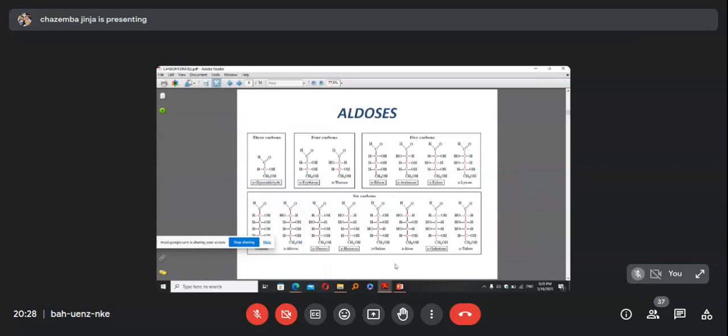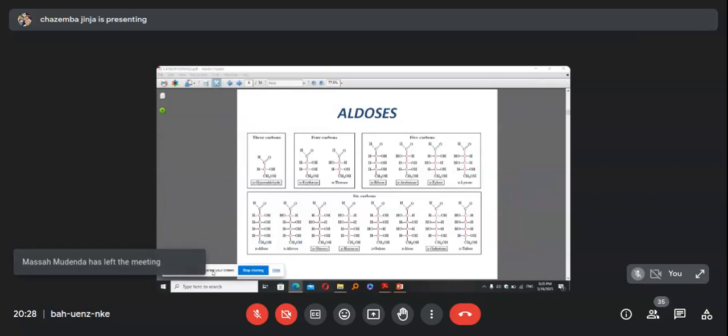Okay, apologies for that. So we proceed. So all these are simply examples of sugars. An example of a 3-carbon aldose, or aldehyde, is D-glyceraldehyde. An example of a 4-carbon sugar, we have D-erythrose.